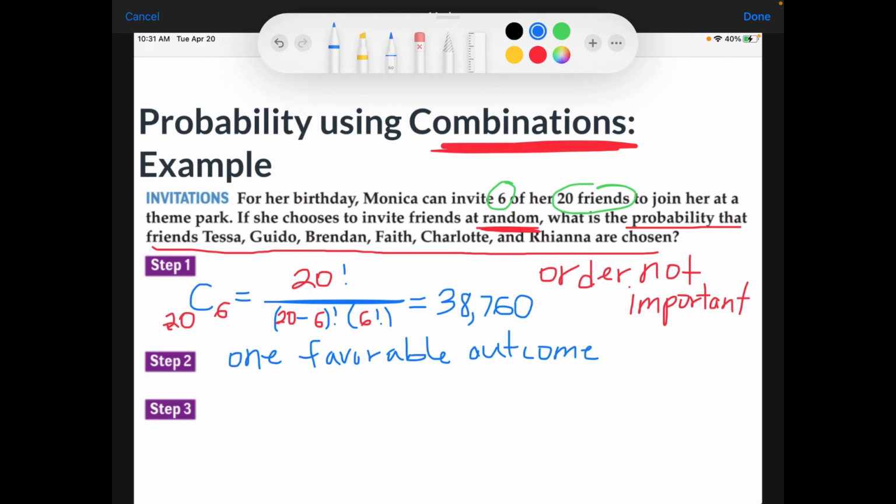Remember, probability is always written in fraction form. So we say 1 out of 38,760 combinations of friend invites. This is your probability of that set of friends coming to your party. That's a small chance. But there you go. That's combinations for you.